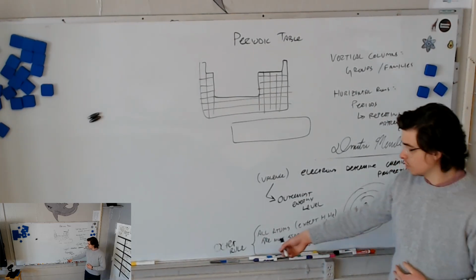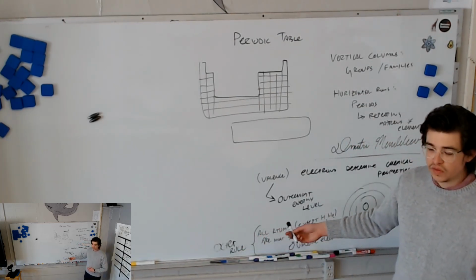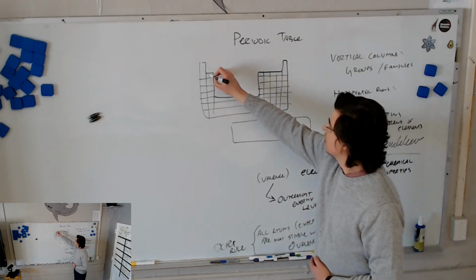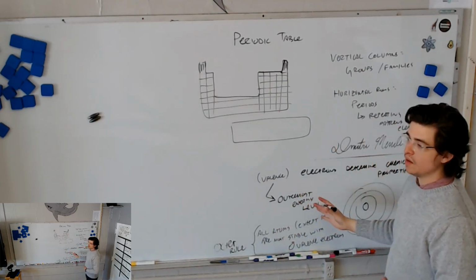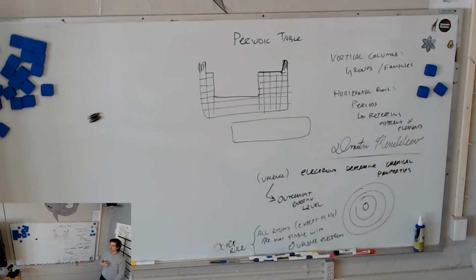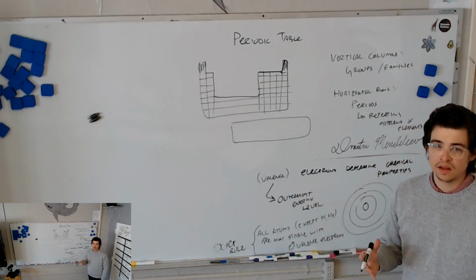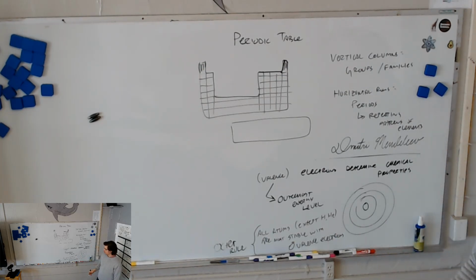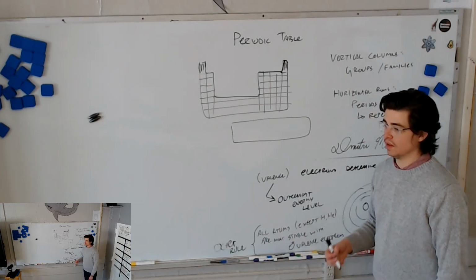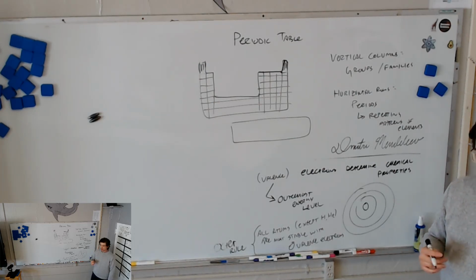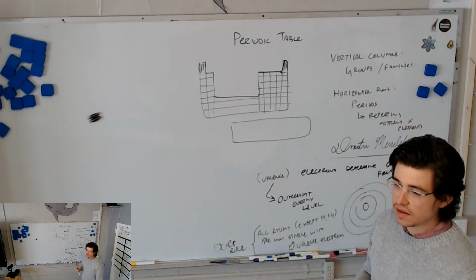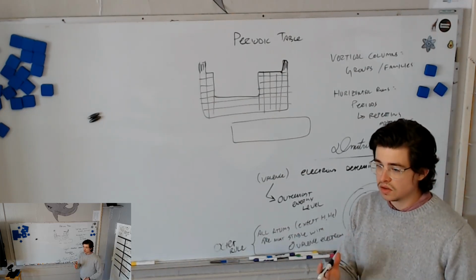So the Octet Rule tells us that all of the atoms, except for hydrogen and helium, are most stable. Sometimes when we're being casual, we might say they're happier with 8 valence electrons, but they're all more stable with 8 valence electrons. And so, in this way, the number of valence electrons they have cycles through the periodic table.